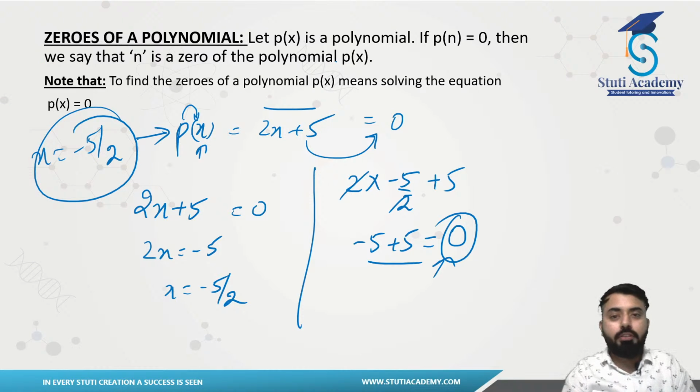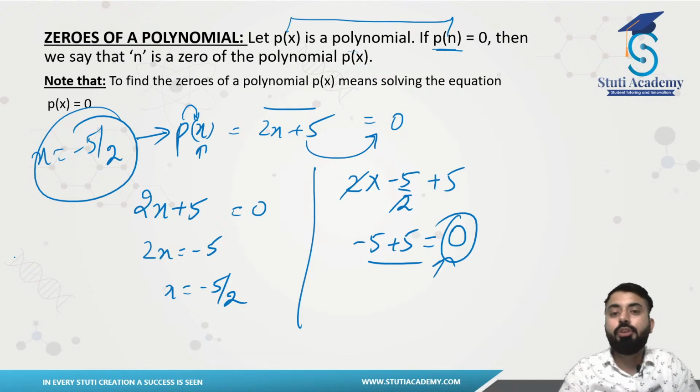So this is the whole point here. If p of x is a polynomial such that if I replace x with any finite value n and it ends up being 0, then that n is the zero of the polynomial. That is the whole case here. I have taken examples also. Remember, this is how you're going to do this one.